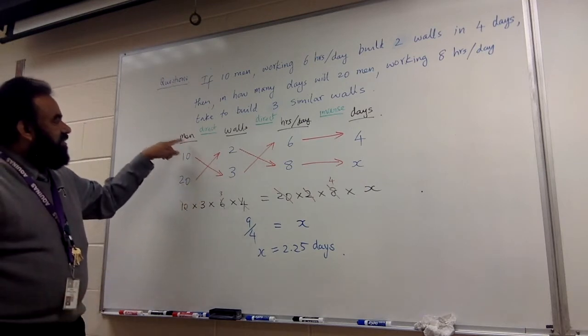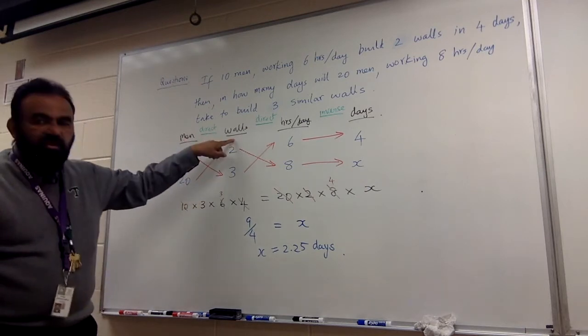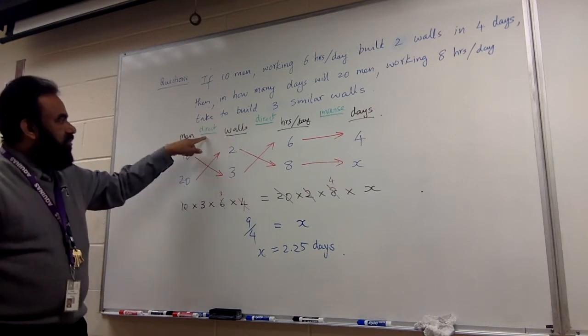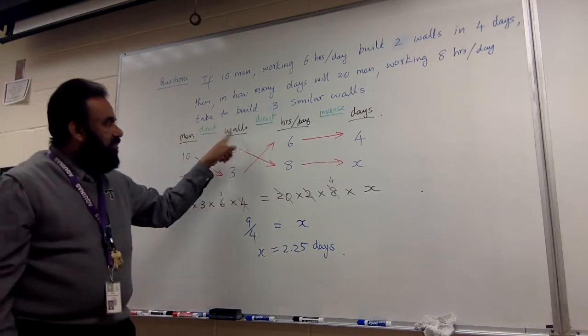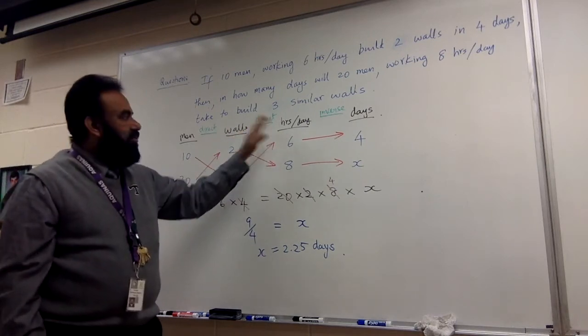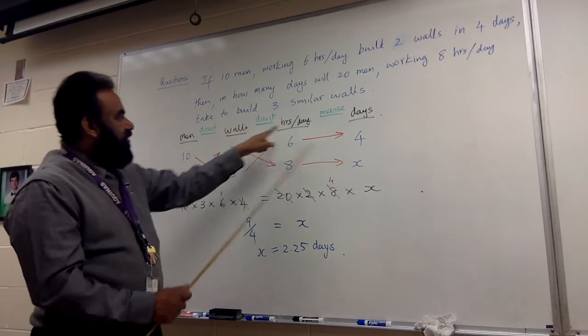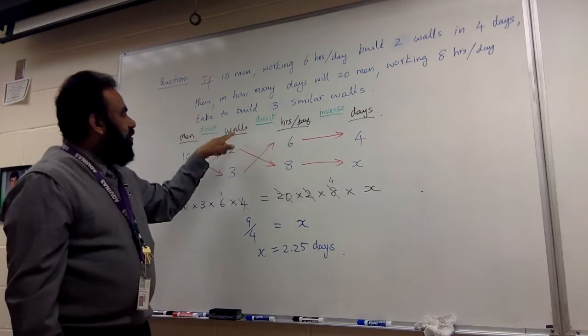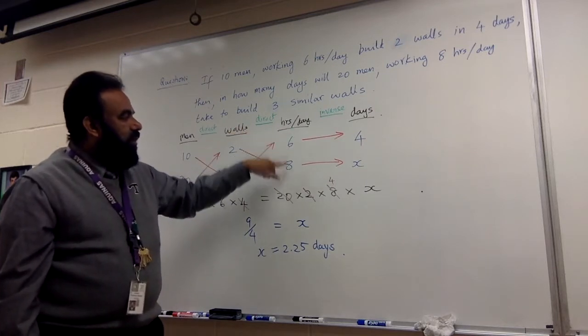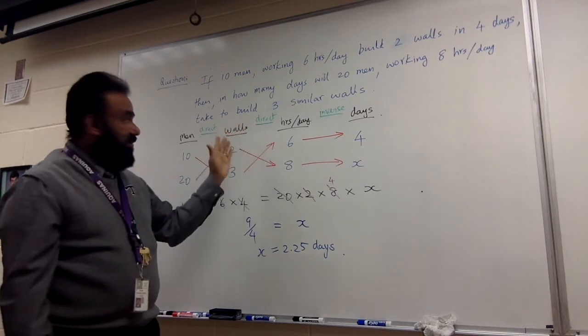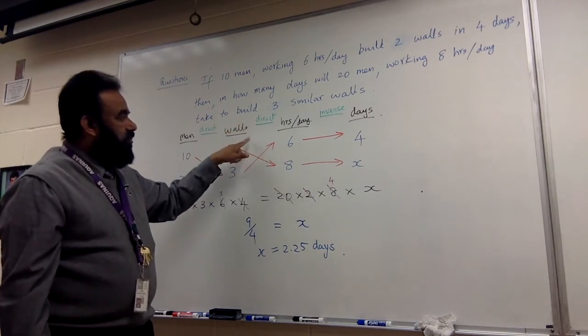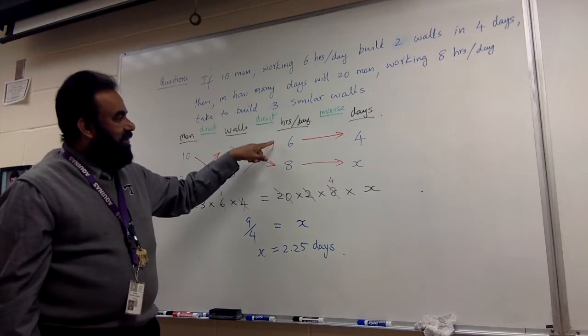Now you can see this. If there are more men, you can build more walls. So it's a direct proportion. So we do cross multiplication between this quantity and this quantity. So you don't have to look at all the quantities. Just take 2 quantities only at a time. Walls, hours per day. If you work more number of hours per day, you automatically will build more walls. So this is also direct proportion, so cross multiply.